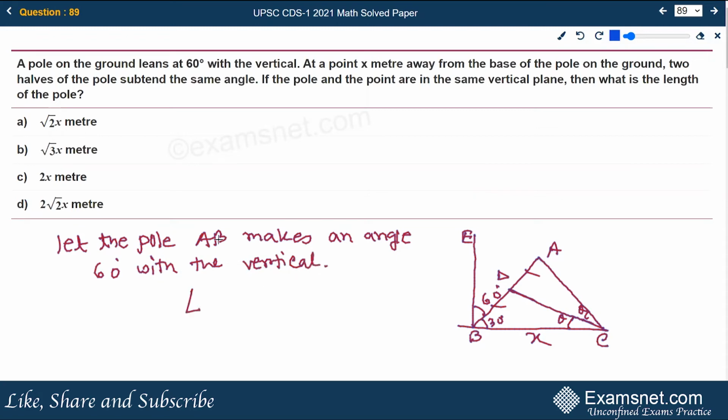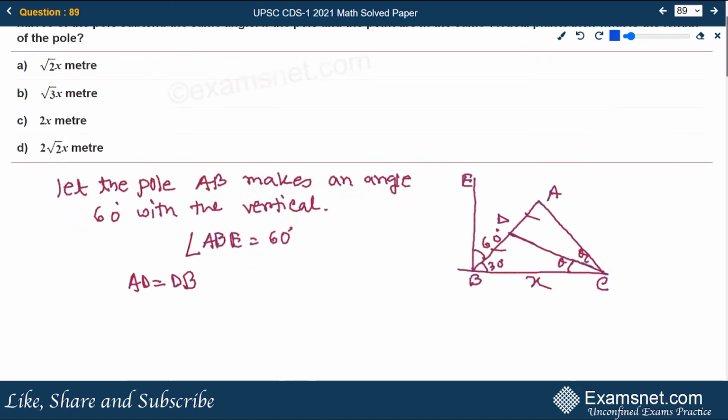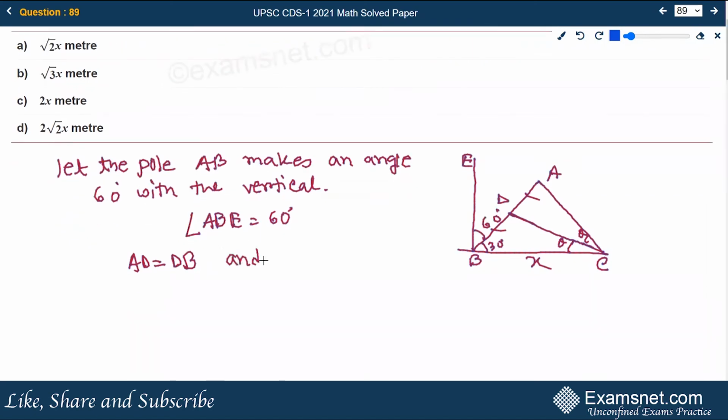Therefore, we can say angle ABE is 60 degrees. Okay. And here also we can see AD equals DB, and BC is x meters. Okay, BC is x meters.